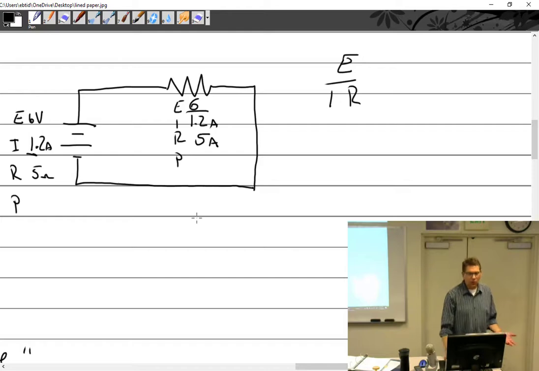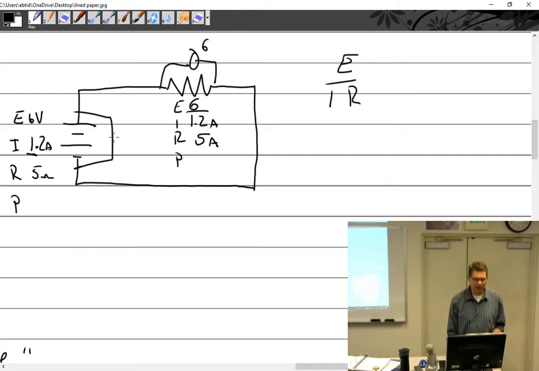Okay, so if you only have one component, the totals are also equal to that component. Because what this is saying is you have to have a full voltage drop of 6. So if I put the voltmeter right here, it's going to say 6. If I put the voltmeter here, it's going to say 6. If I put the voltmeter here, it's going to say 0.